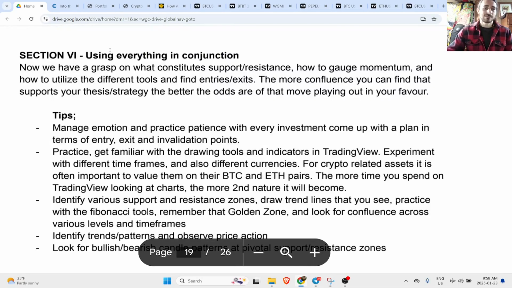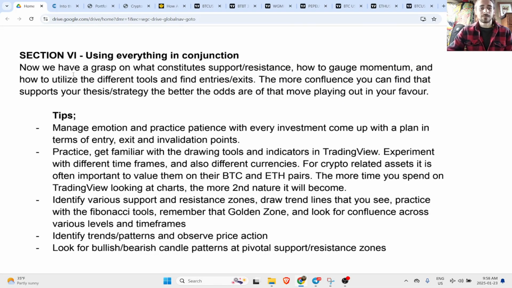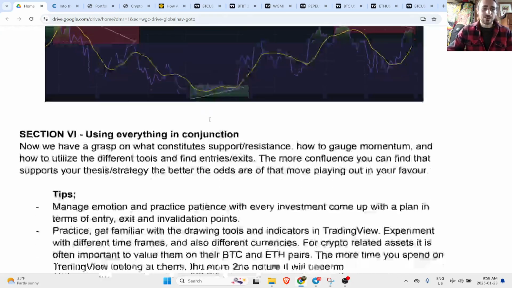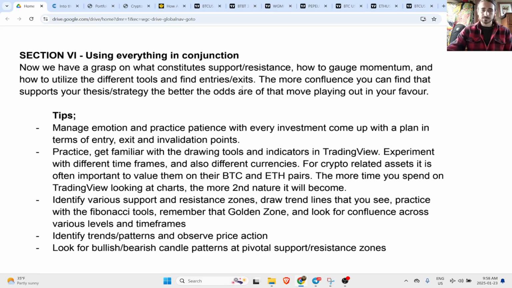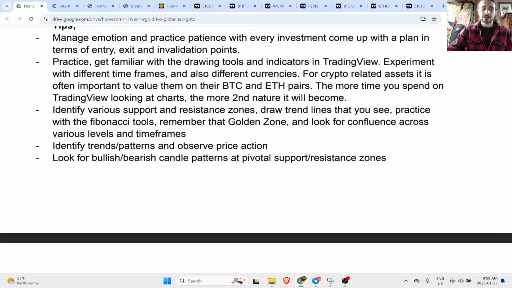And then last, we see using everything in conjunction. So now we have a grasp on a bunch of different concepts, from support and resistance. We know about price patterns, we know about candlestick patterns, and we know about all our indicators. So we know how to gauge momentum, we know how to utilize the different tools and look for our entries and exits. Essentially, using all of these together is what's going to support your strategy and give you better odds that the move plays out in your favor.